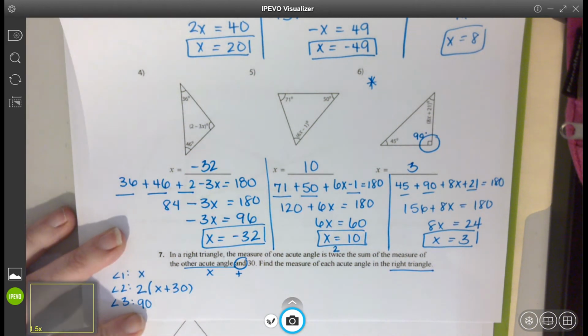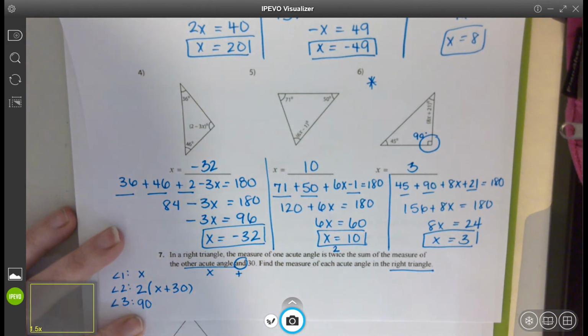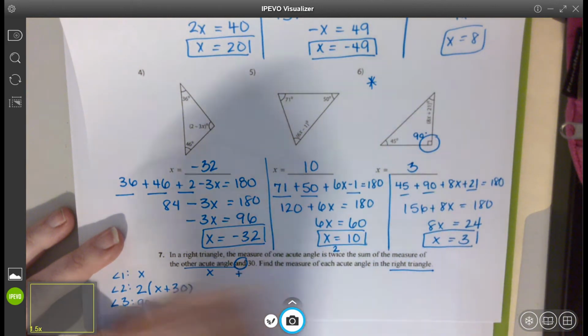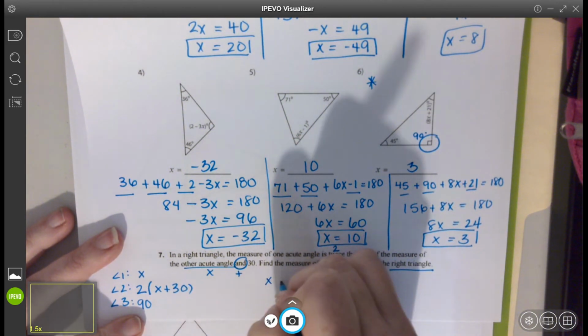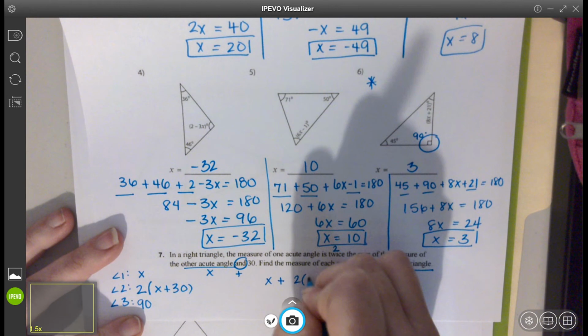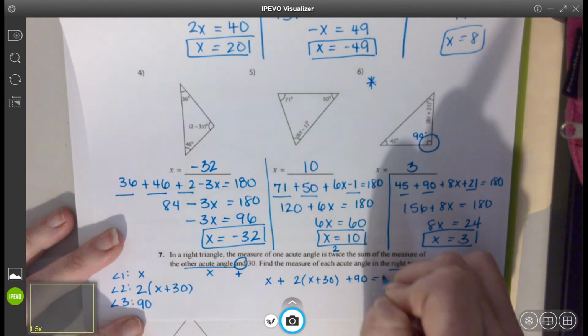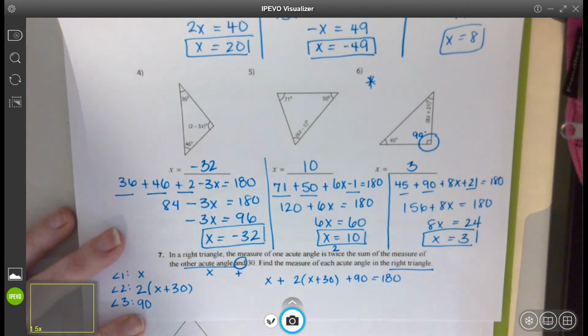Again, this is a little bit of a word puzzle. You really need to make sure you're taking your time with it and taking it piece by piece. What I'm going to do now is set up my equation. So I have x plus 2 times x plus 30 plus 90 equals 180. Then we're going to simplify and solve.